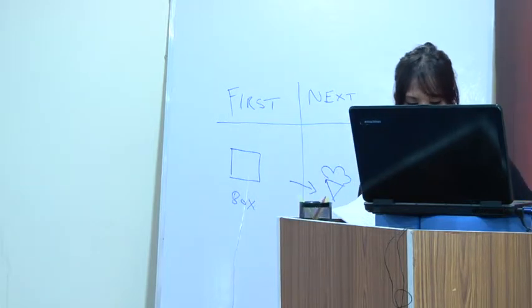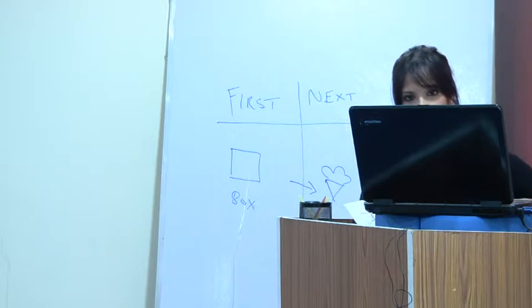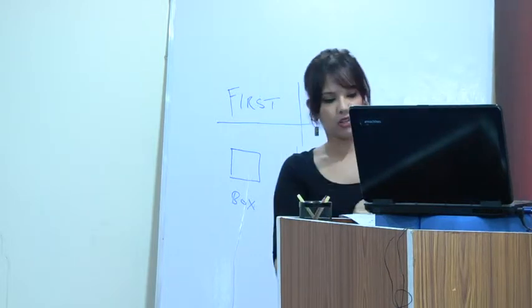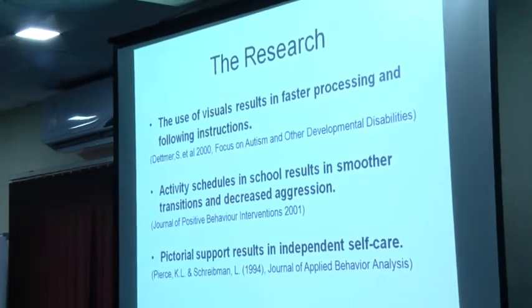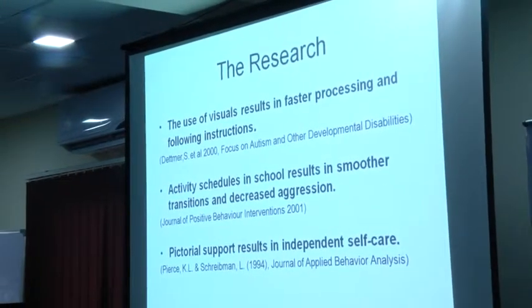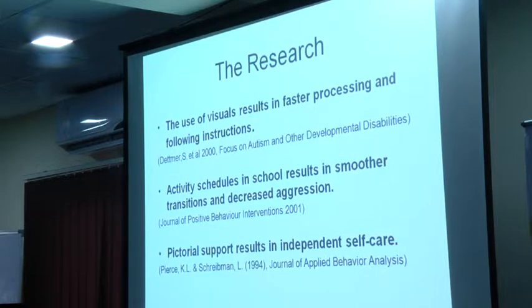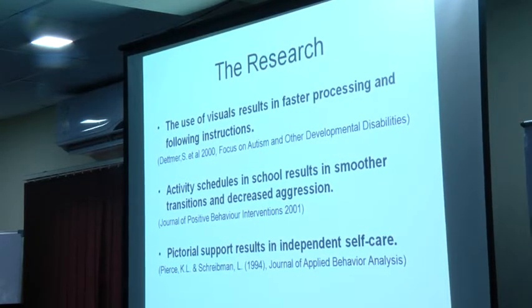Okay, so just a little bit on the research about visuals. In 2000, there was a study done by Detmar et al., and they found that using visuals resulted in faster processing and following instructions. So they did it with two elementary school boys. That means the boys were about 6 years old.